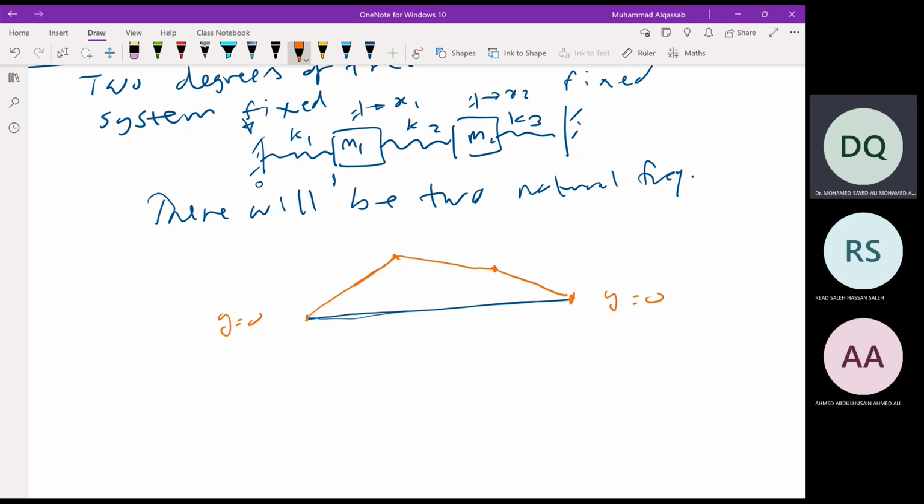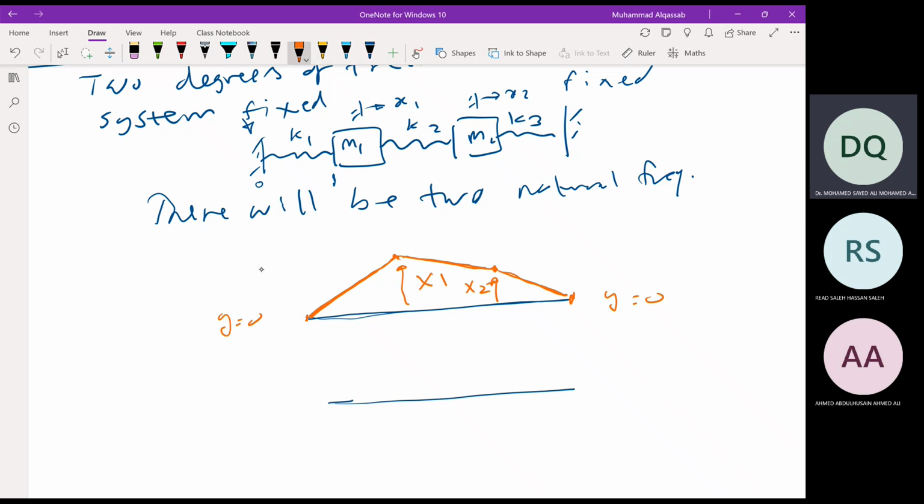So this is the deflection in the spring, and this is the deflection in the spring in the middle, and this is the deflection in the third spring. And this is the location. This is y or x1, and this is x2. And there will be a second mode. We will see how we can obtain the second mode and the first mode as well.